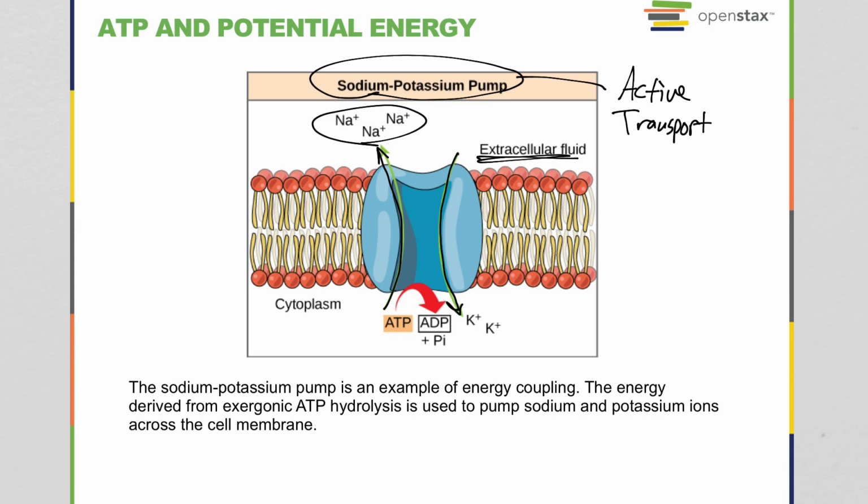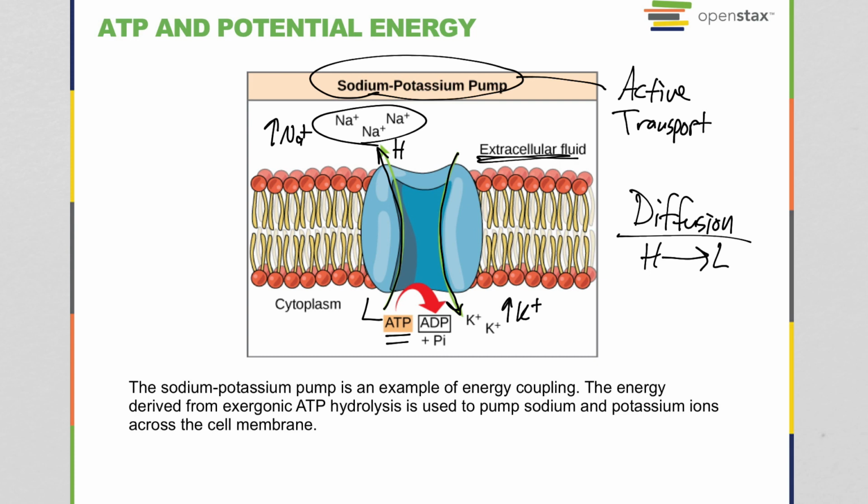The catch is, remember, normally ions like to diffuse from high to low concentration, right? So if this was pure diffusion, we would expect everything to always diffuse only from high to low concentration. Here, we get to use ATP like a pump, so we can drive these things from low to high. That gets us a very high concentration of sodium outside the cell and a high concentration of potassium inside the cell.